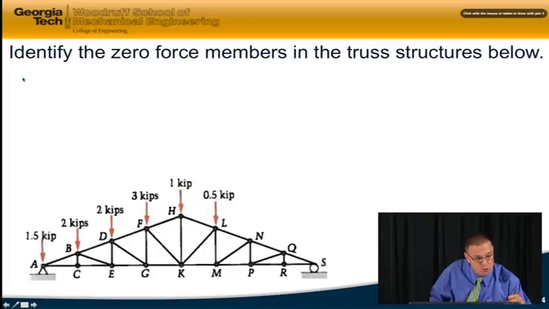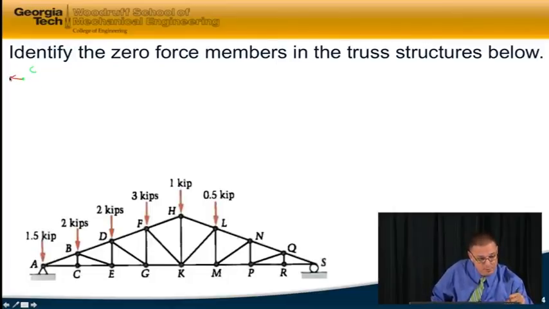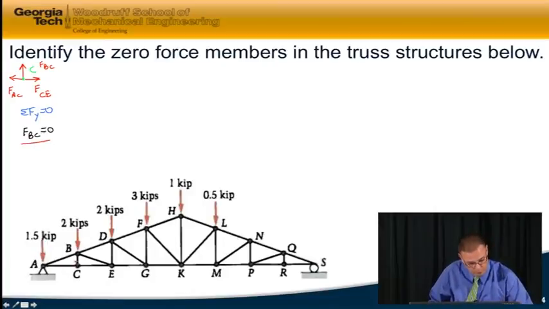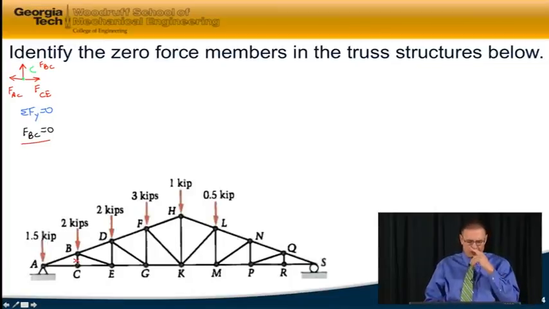So here's joint C. I've got FAC, FCE, and FBC. If I sum forces in the y direction, I therefore get FBC has to be equal to 0. So there's my first zero force member. You go ahead and see if you can find a similar situation in the truss and do the next zero force member.